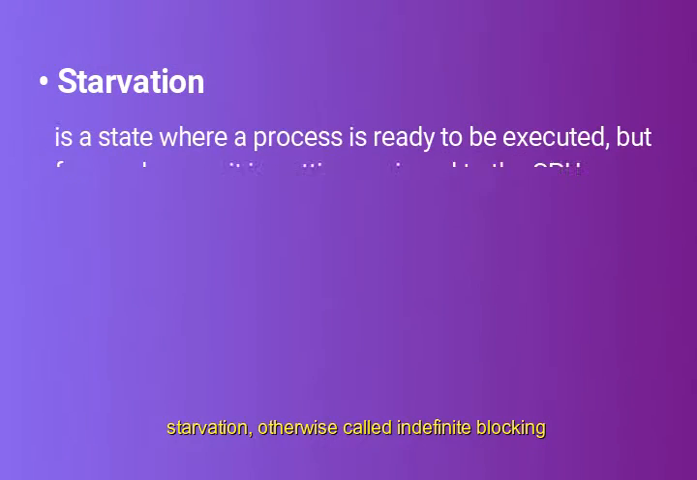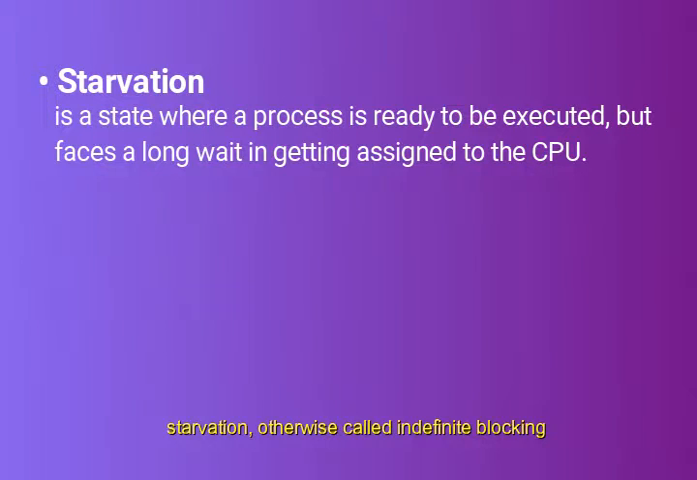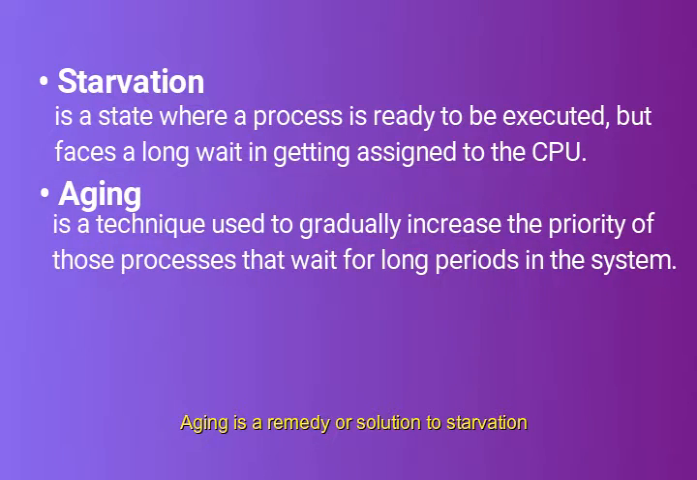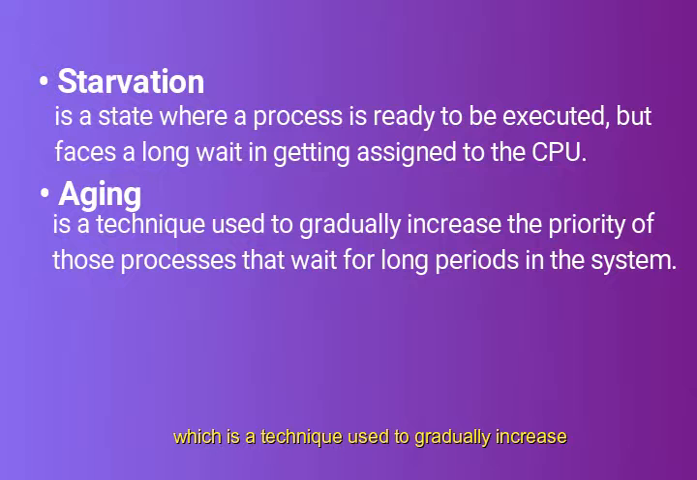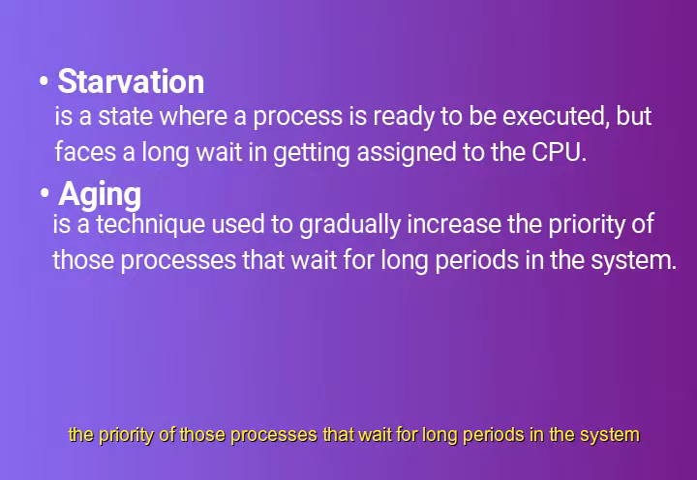Starvation, otherwise called indefinite blocking, is a state where a process is ready to be executed but faces a long wait in getting assigned to the CPU. Aging is a remedy or solution to starvation, which is a technique used to gradually increase the priority of those processes that wait for a long period in the system.